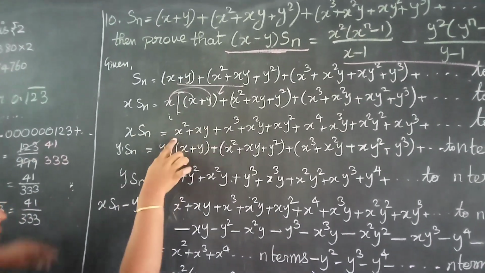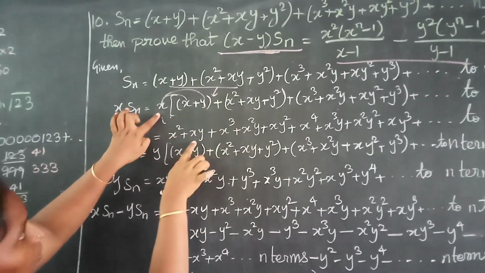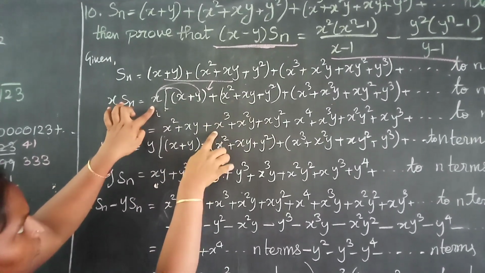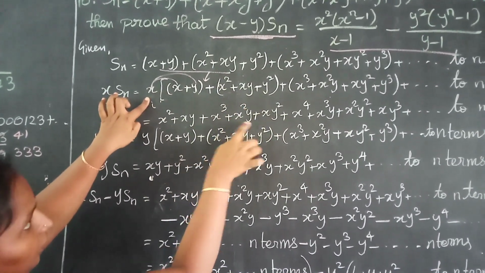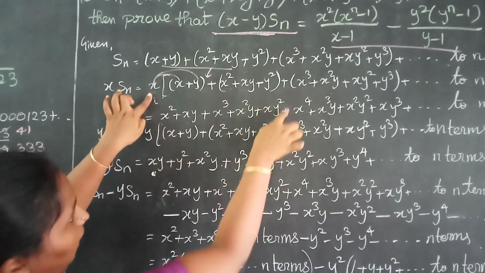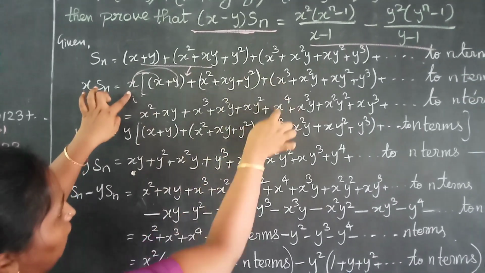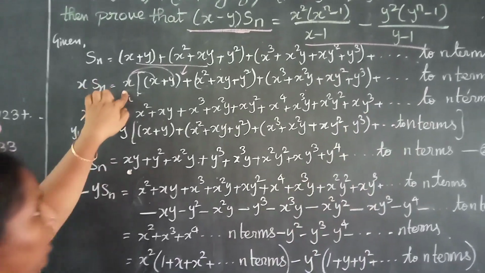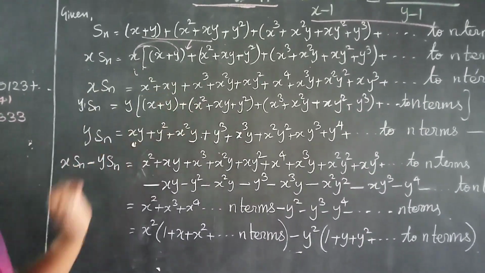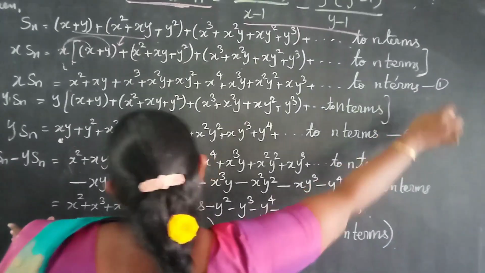So I get x into x, x square, x into y, xy, x into x square, x cube, x into xy, x square y, x into y square, xy square. So x into x cube, x power 4. Like that we have to multiply all this. Take it as equation number 1.